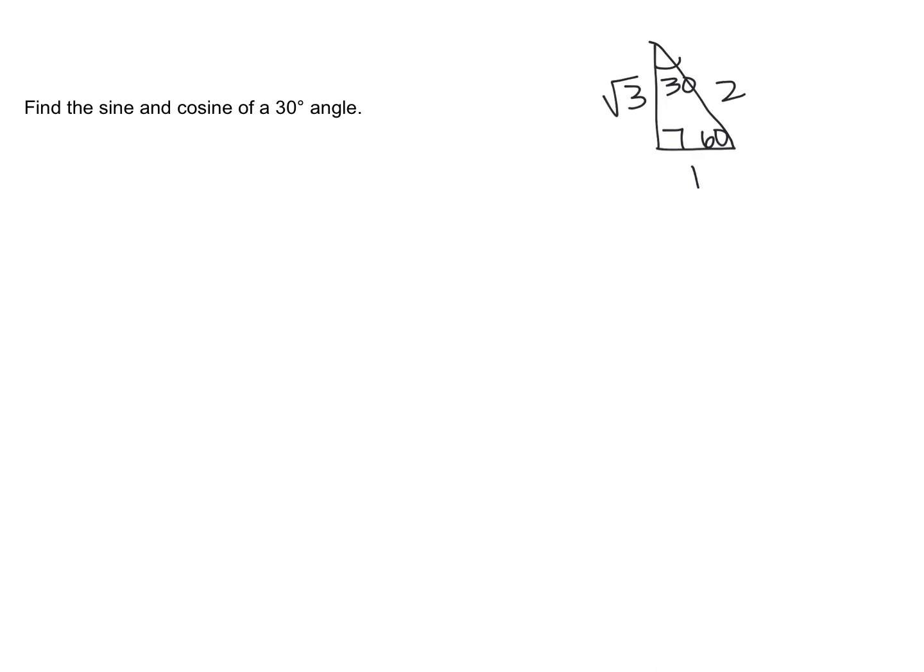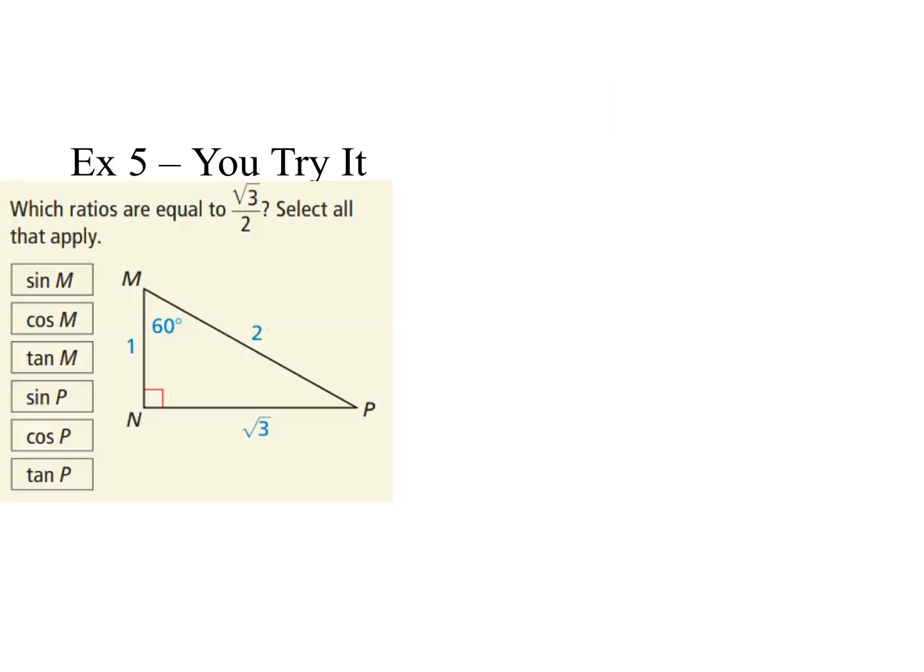So when I go to find the sine of 30 degrees, I'm really looking at the opposite, which is 1, over the hypotenuse, which is 2. Okay, so sine of 30 degrees is equal to 1/2. And then the cosine of 30 is going to be the adjacent, or the square root of 3, divided by that hypotenuse, which is 2. Again, please pause the video, try this on your own, and then come back and double check your answer.